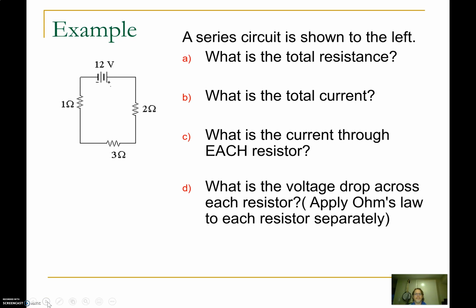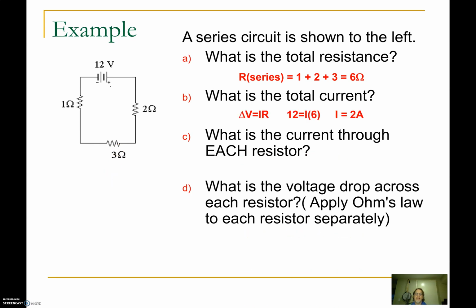So, I know you love math, so here we go. That's the total resistance. You just add them up. 1 plus 3 plus 2, 6. Okay? Total current. Well, now you're doing Ohm's law. That's 12 volts divided by the 6 ohms. 12 divided by 6 is 2.